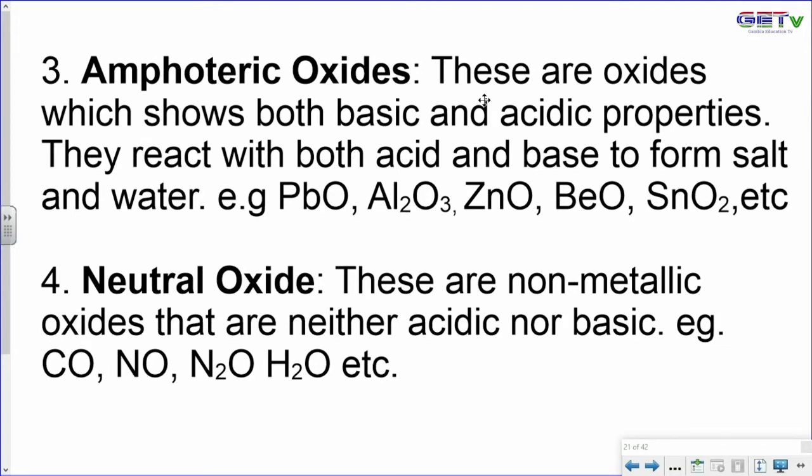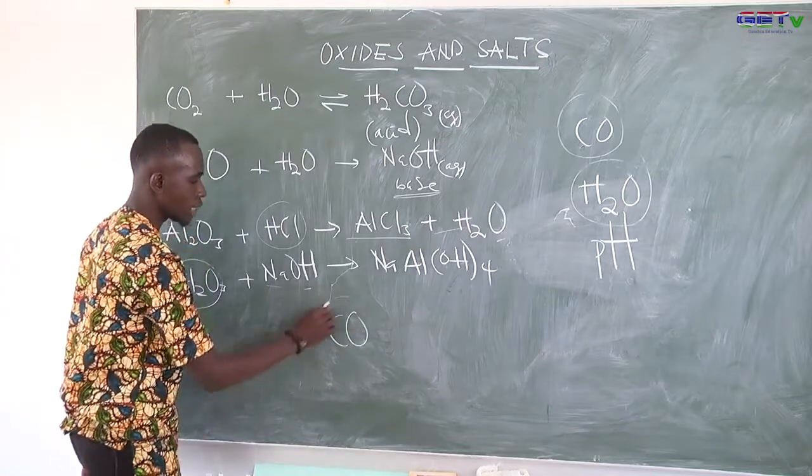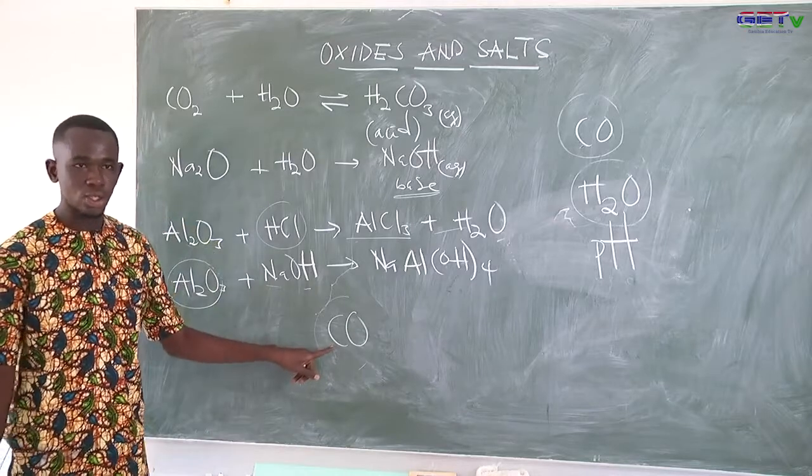Now we said these neutral oxides are non-metallic oxides that are neither acidic nor basic, and the examples are CO, NO, N2O, and also the water molecule. Now I said CO, which is carbon monoxide, is known as the secret killer, because this gas is colorless.